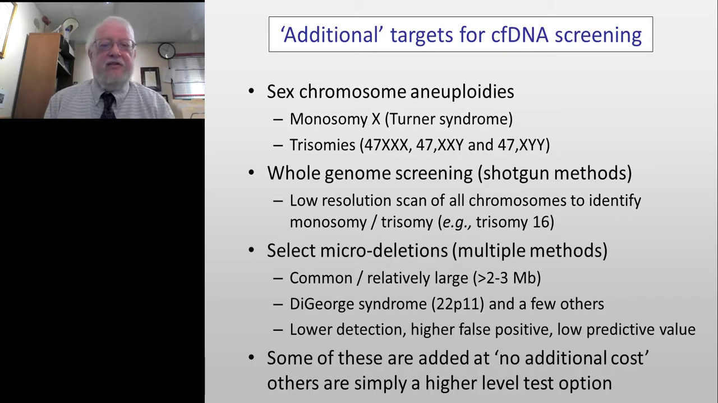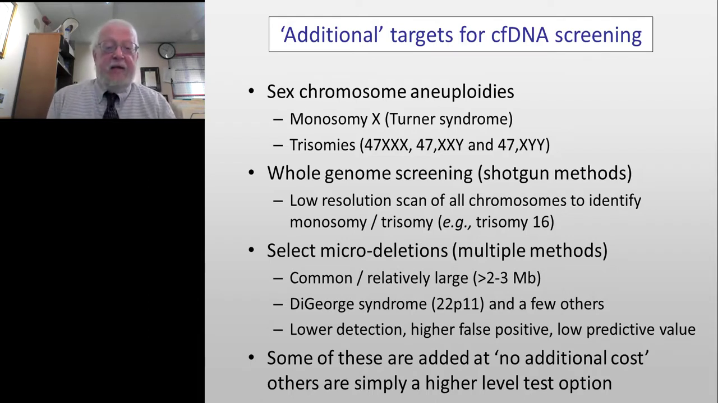They can only find microdeletions that are 2 to 3 megabytes or larger. Some of them, like Cri-du-chat, I think is 10, 12 megabytes. I mean, you can see that on a karyotype. So they're looking for common ones like DiGeorge syndrome and/or large ones. DiGeorge, I think the critical region is only 1.5 or 2 megabytes. That's about as small as most of them can go.